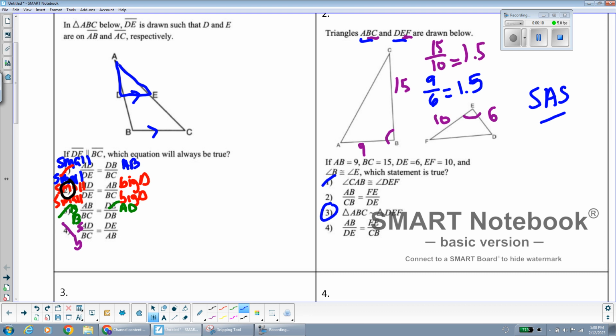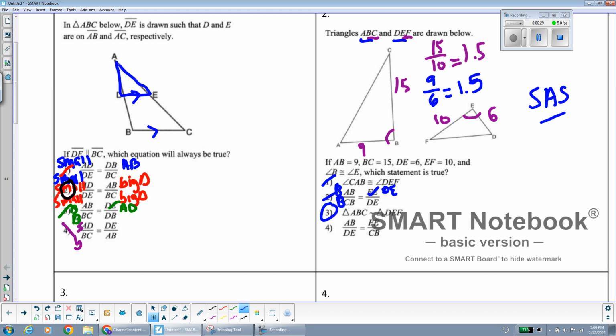Okay, let's take a look at the next answer choice. So AB is from the big triangle. CB is also from the big triangle. So this side should put the corresponding parts from the small triangle together. So AB is the first two letters. That corresponds to DE. Nope, this is not right.